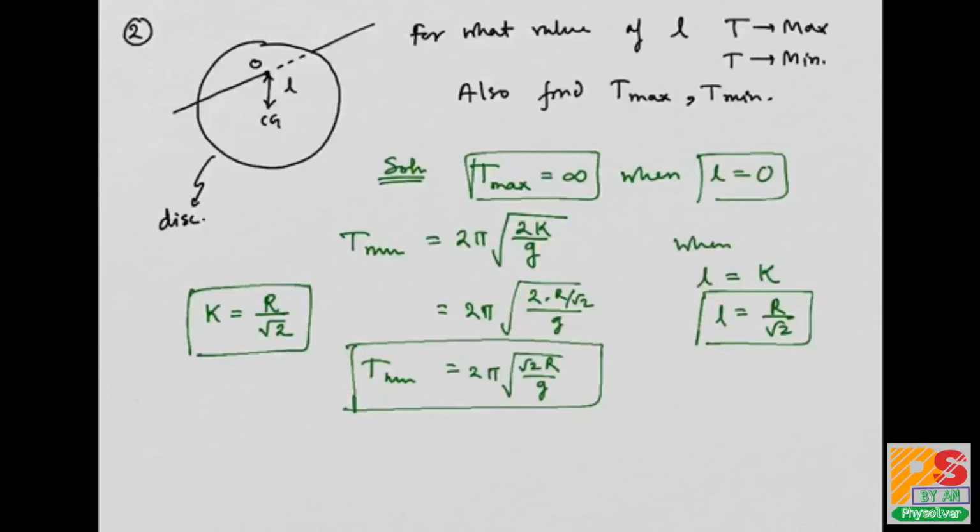I hope you understand this. Clear? Now coming to the third example. This is also a very good example. Understand this problem very carefully. You are given a string like this, and from this string a bob is suspended.